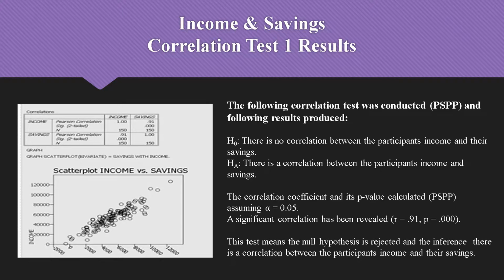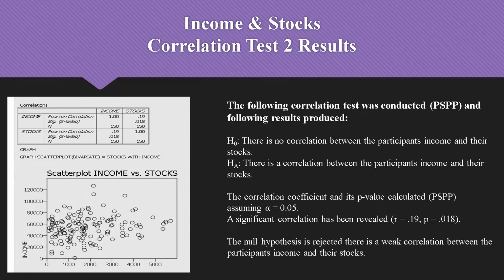The correlation coefficient and its p-value was calculated by PSPP. Assuming alpha 0.05, there is a significant correlation that has been revealed. R is 0.91 and P is 0. This means that the null hypothesis is rejected, and the inference here is that there is a correlation between the participants' income and their savings.